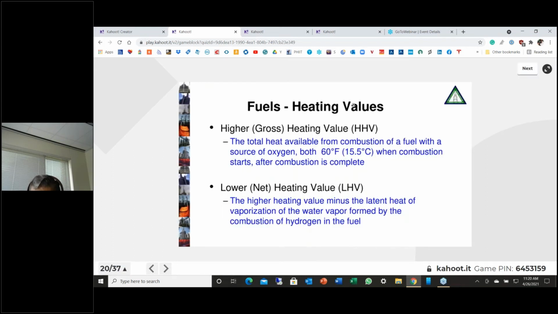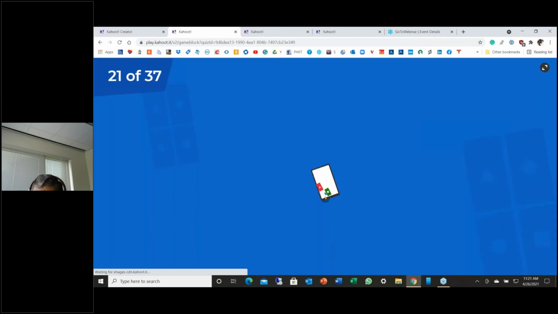Already talked about, sorry, the fuels have two types of heating values. Higher heating value is called HHV, and that is the heat released from the combustion of a fuel when the combustion is complete and we condense the water vapor into liquid. Lower heating value is when we have the water vapor in the vapor phase and it's not included. So basically that's the difference between higher heating value and lower heating value.